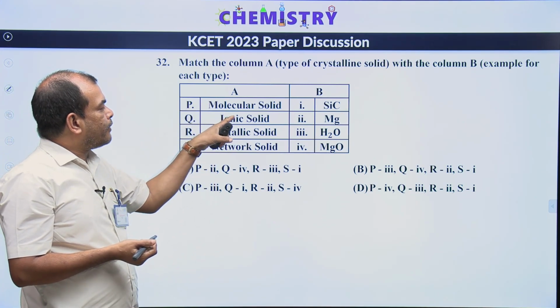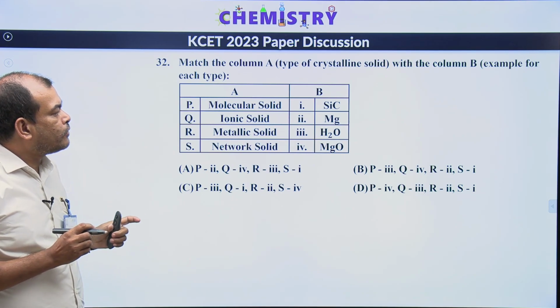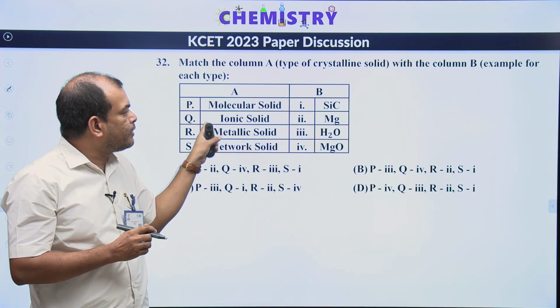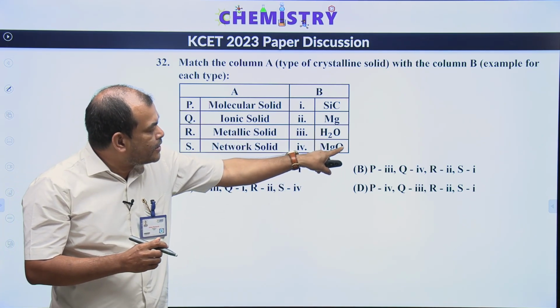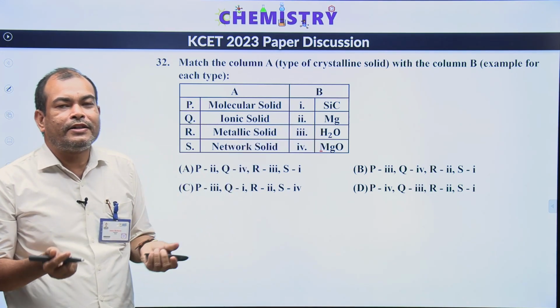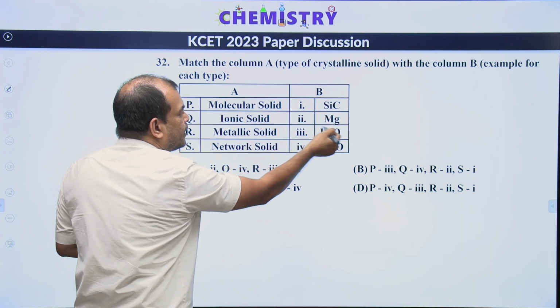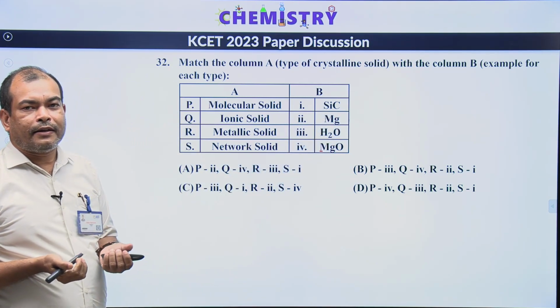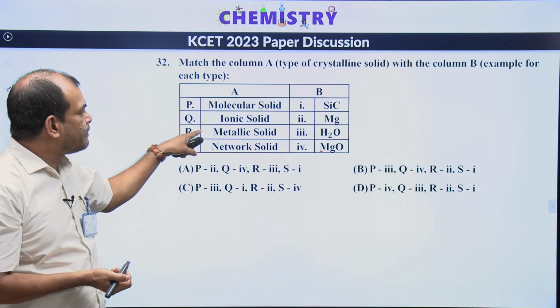Molecular solid, ionic solid, metallic solid, network solid. The easiest way to solve this: first, the ionic solid should be ionic in nature. Magnesium oxide is an ionic compound, so it should form the ionic solid. Magnesium alone is only the metallic part. As it is metallic, if a crystal is formed, it should be through the metallic bond. Therefore we say it is a metallic solid.